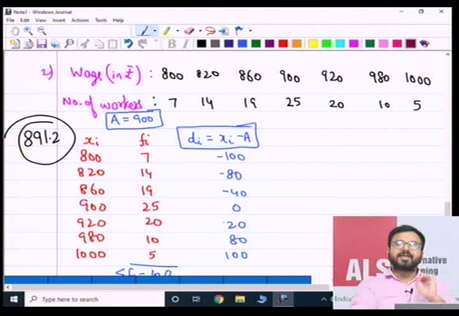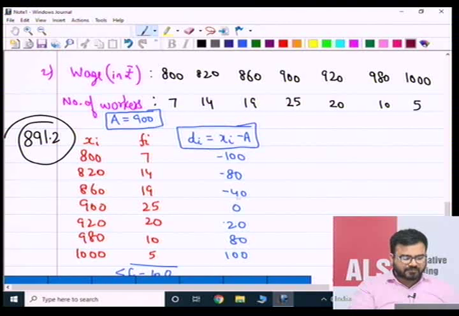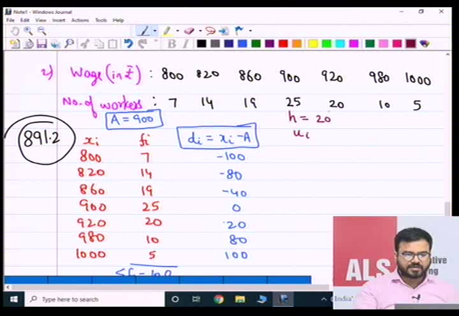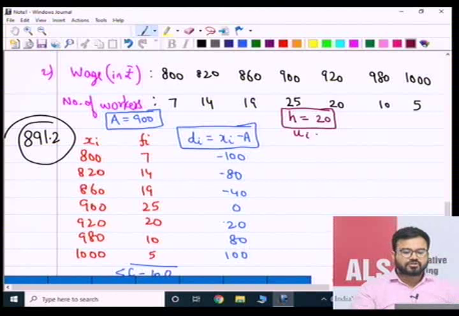We can pick any number of our choice, but it will be easy if we pick the highest common factor of all these values, so that when we divide these values by that number, the answer is an integer, not a decimal. You can see the highest number by which we can divide these is 20, the HCF. So we will write it like this, ui. You can say h is equal to 20. h is the number by which we are dividing the di values. So ui is xi minus A divided by h.